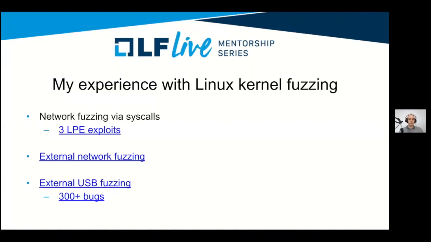Then I worked for a while on external network fuzzing. Let's say you have a Linux machine and it's receiving external data over the network, and the kernel is supposed to parse network packets. For example, if the kernel receives a TCP packet, it's supposed to figure out which port this packet is directed to, and then based on that, decide which application is supposed to receive it. This is also a source of memory corruption. If you send malformed external packets, you can find bugs in the kernel.